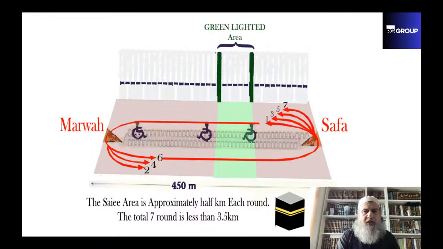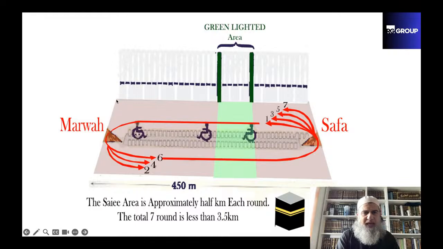So once you've climbed that, you then obviously go across. That's the green part that was mentioned, where you pick up your pace a little bit and you end up in Marwa. Then obviously you return the other way. It's a one-way traffic. On your second, do the same thing again. Third, back to Marwa. Fourth, back to Safa. Fifth, back to Marwa. Sixth, back to Safa. And 7th, back to Marwa. And you finish at Marwa.